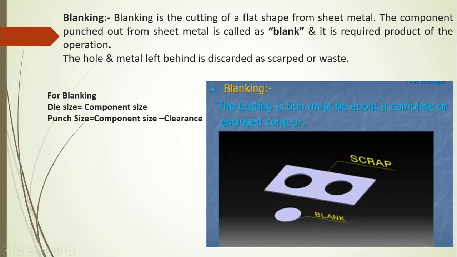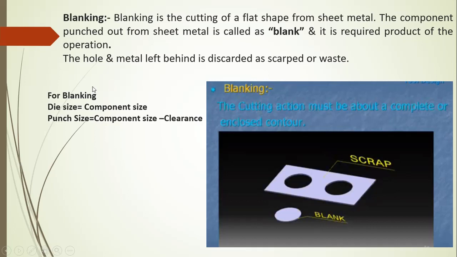I will repeat once again. Blanking is a cutting operation of a flat shape from the sheet metal. The component which is punched out from the sheet metal is called a blank, and it is the required product of the operation. That product we use for whatever applications there are. Then the sheet metal with the hole created will be used as scrap, or it will be discarded as waste.